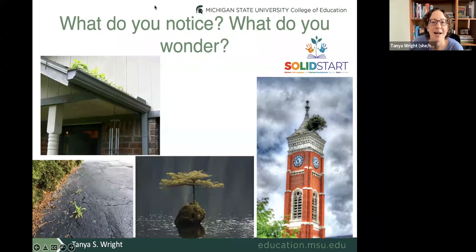Okay, so I want to start the way we do when we start units in science, and ask you to write something in the chat about what you notice or what you wonder from looking at these pictures.